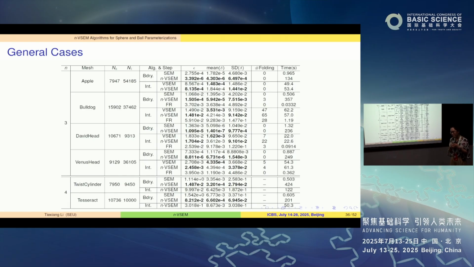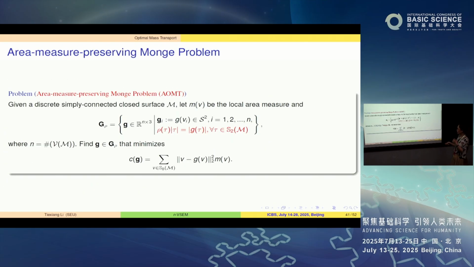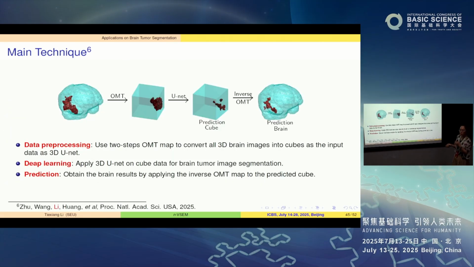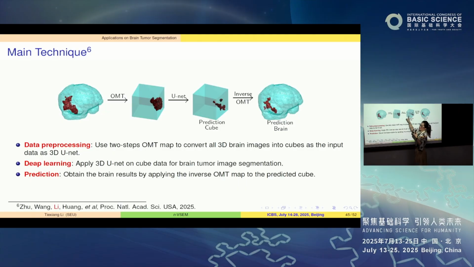Compared to a pure UNet method, what are the benefits of using OMT? We can directly plug the image into the UNet, right? Why do we use OMT here? In this application case, I will explain it.